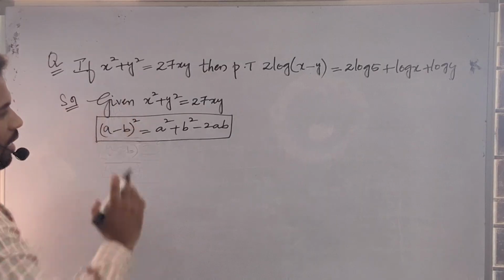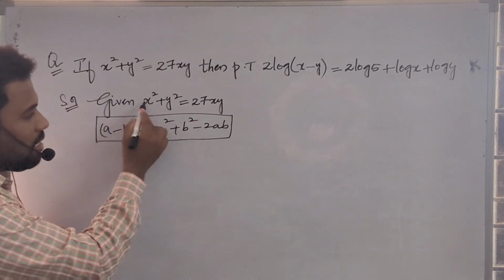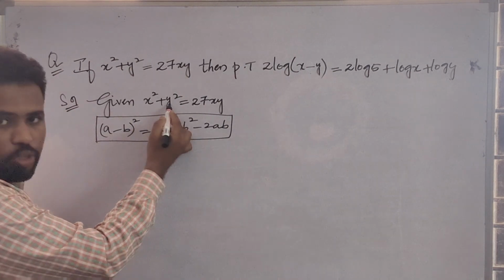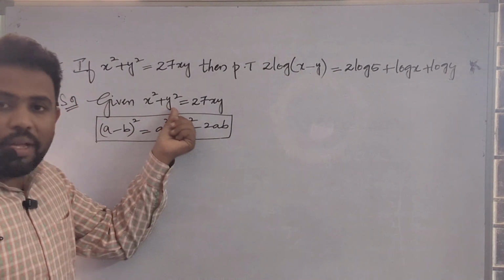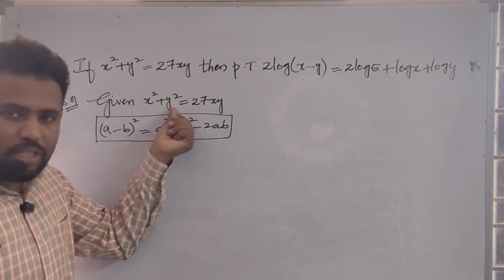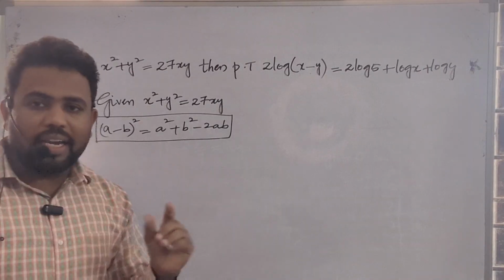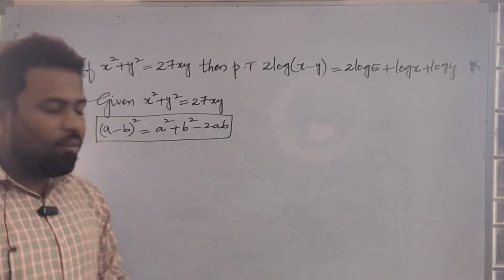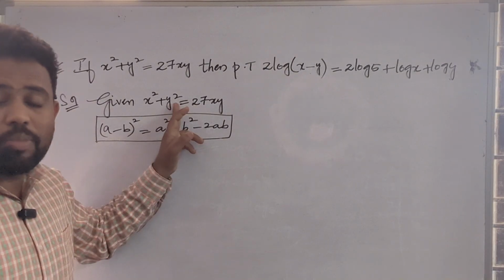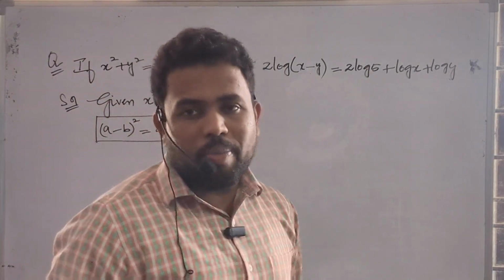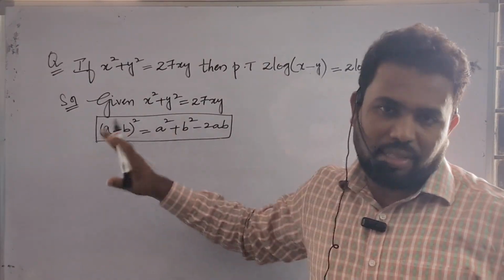Now if you compare with the left hand side, a square is x square, so the value of a is x, and b square is y square. Minus 2ab: here we should have minus 2xy, but we do not have minus 2xy. Do we have minus 2xy? No. It means the formula is not getting completed. So what do I need on the left hand side? Minus 2xy. So we are going to make one change: we are going to subtract 2xy on both the sides.